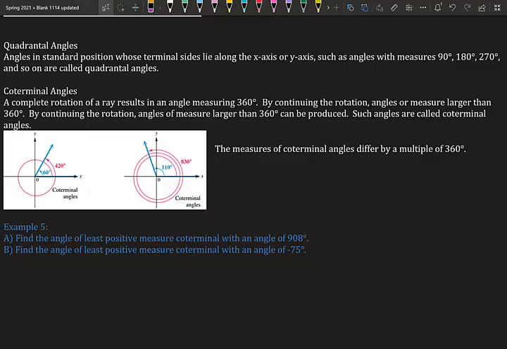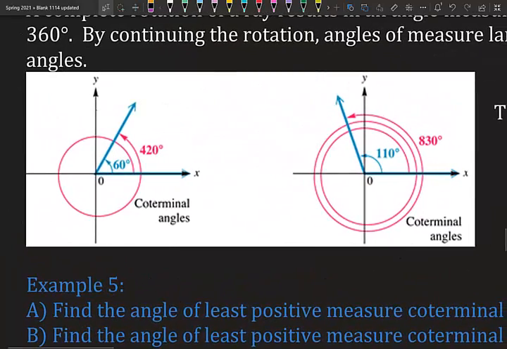Coterminal angles. A complete rotation of a ray results in an angle measuring 360 degrees. By continuing the rotation, angles of measure larger than 360 can be produced. Such angles are called coterminal angles. The measures of coterminal angles differ by a multiple of 360. So this is what a 420 degree angle would look like, how we're just rotating, and we stop here. It's the same thing as a 60 degree angle. So a 420 degree angle is exactly the same thing as a 60 degree angle.